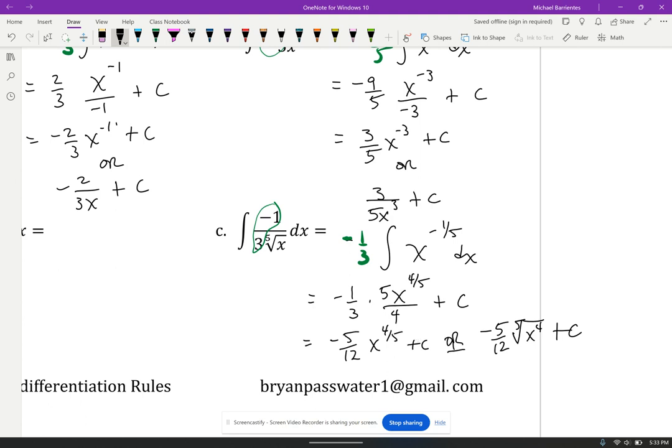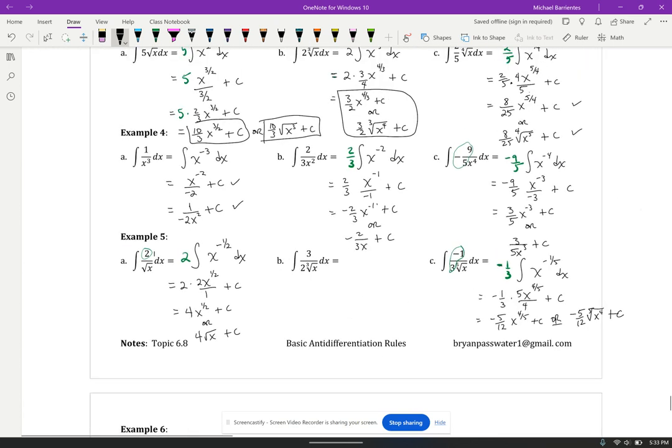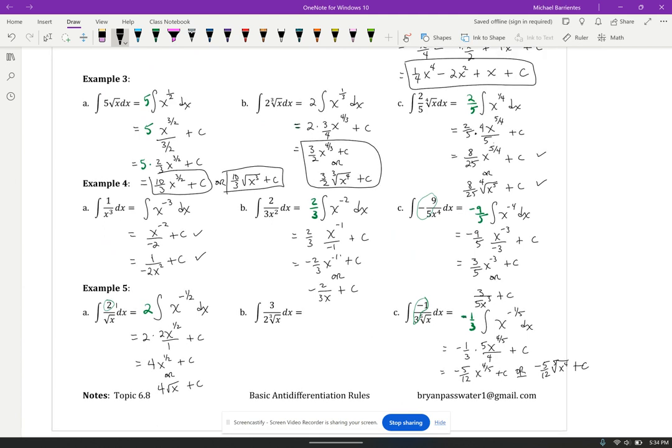I'm putting both of these versions because, again, if you are doing this on a free response, you can stop here. You're good. If you're looking for a multiple choice, then they will probably have it in radical form. And just like that, we did a bunch of antiderivatives just by using the reverse of the power rule.